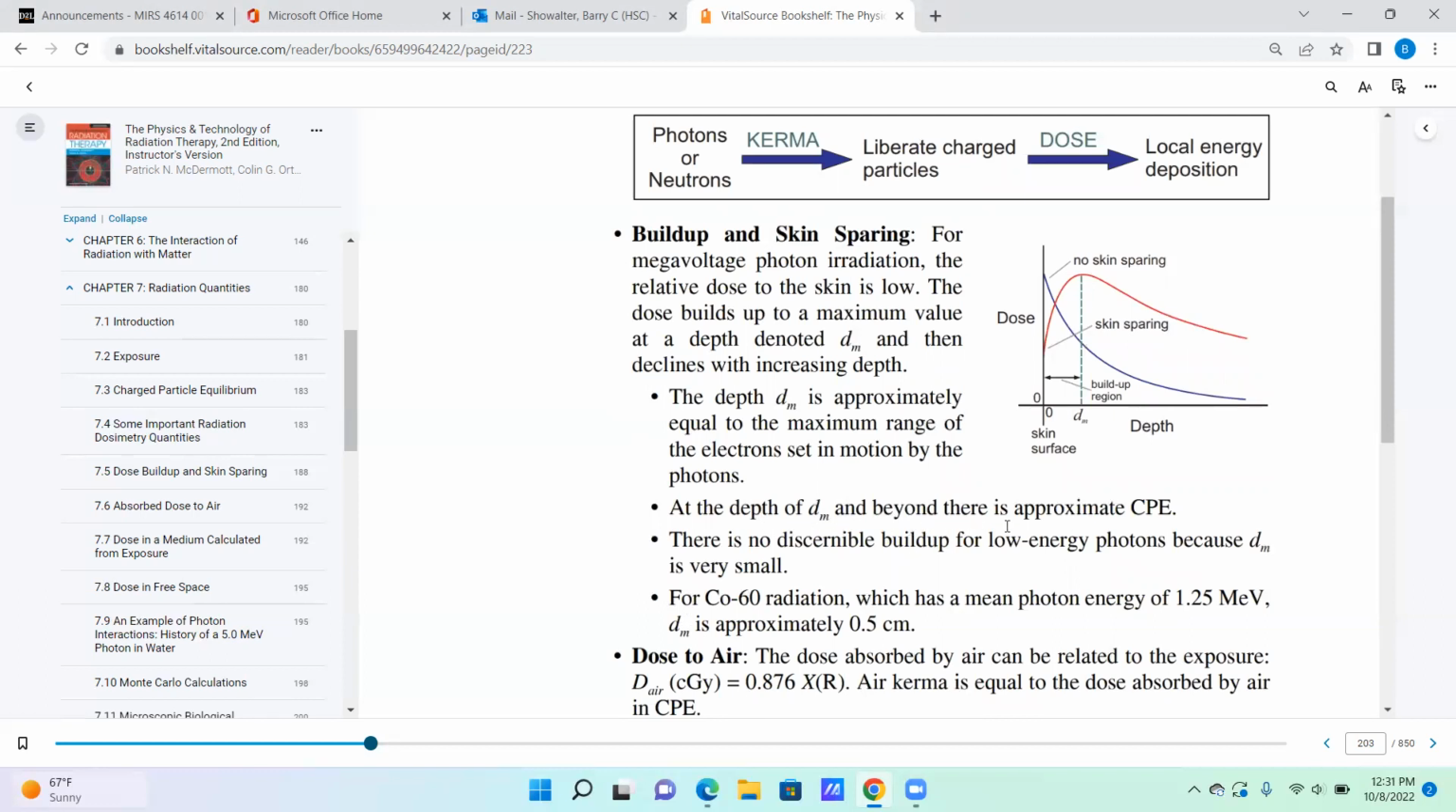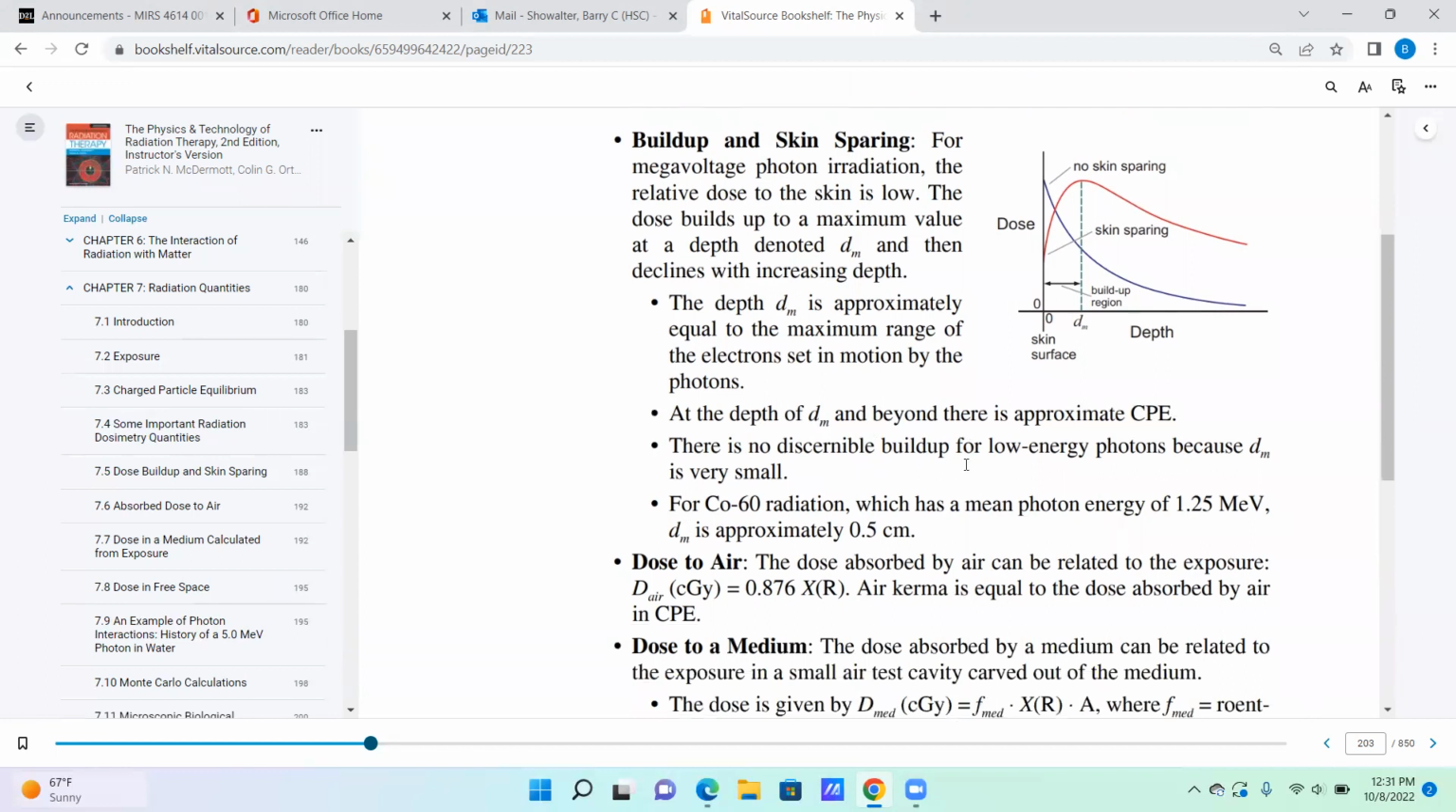At the depth of d sub m and beyond, there is approximate CPE. So from this point on, you are looking at charged particle equilibrium. There is no discernible buildup for low energy photons because d sub m is very, very small. And if you look at the keV energies, the superficial beams and whatnot, you can understand that. For cobalt-60, with a mean photon energy of 1.25 MeV, d sub m is approximately half a centimeter.